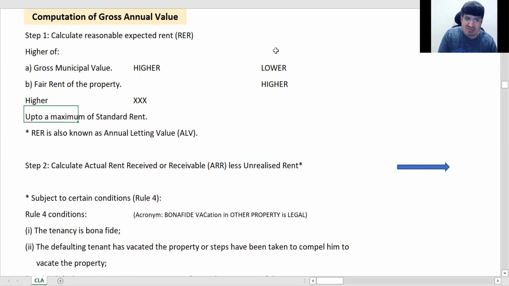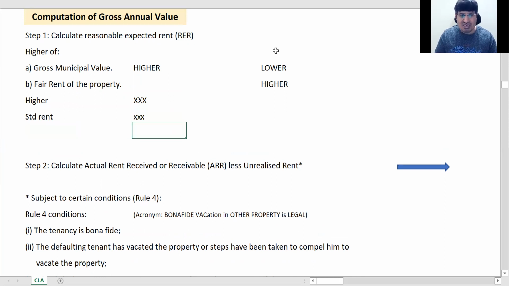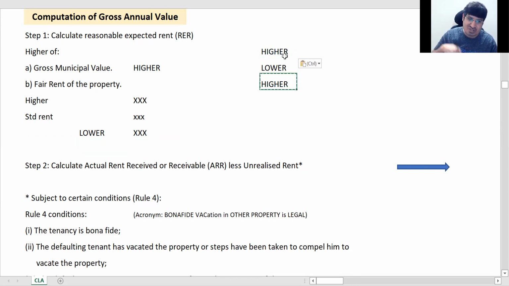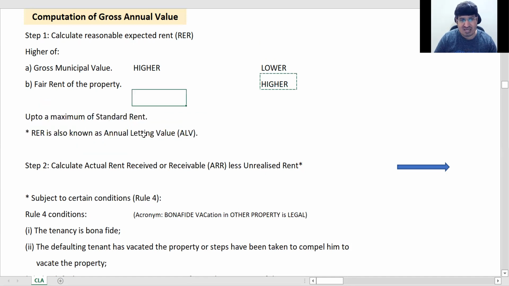Now here, to a maximum of standard rent means you just put standard rent here as it is, just put this figure. Okay. And then out of these two, take lower. So this is how you have used higher and lower. There is one more higher to be used on the final figure you are getting here. I'll show that to you. ठीक है, इस तरह से होता है। तो मैंने इसको just reset it.